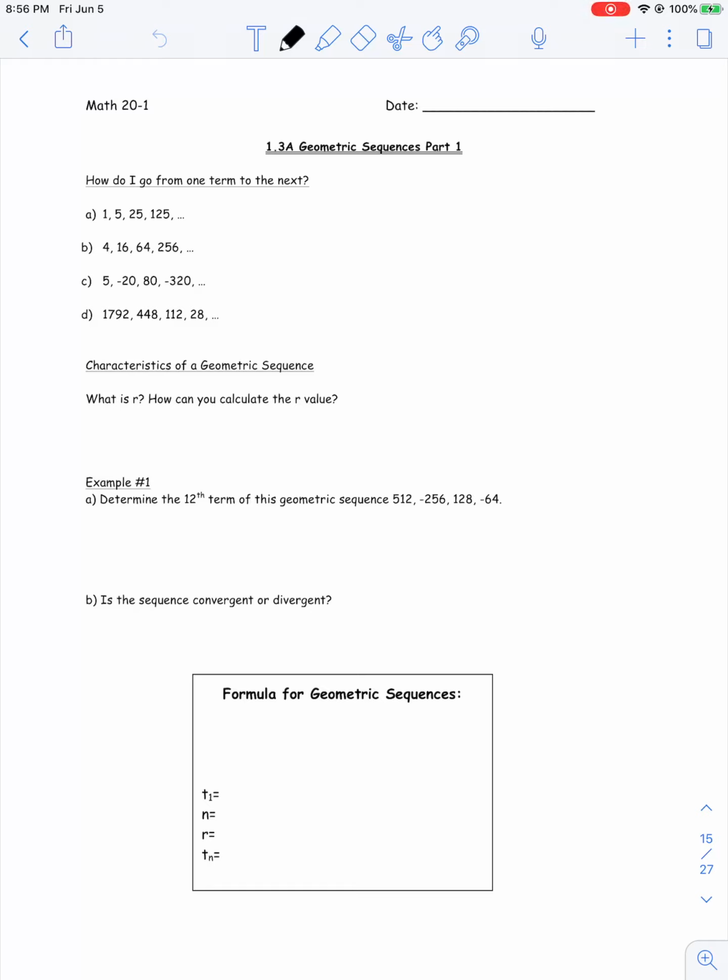Lesson 1.3a Geometric Sequences, Part 1 and 2. So now we're trying to figure out in this sequence, how do I go from number to number? From 1 to 5 and 5 to 25 and 25 to 125, you are multiplying by 5. The next one, you're multiplying by 4. And then here, we're multiplying by -4.